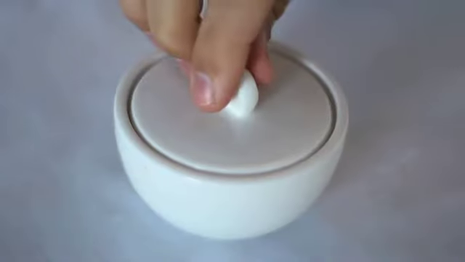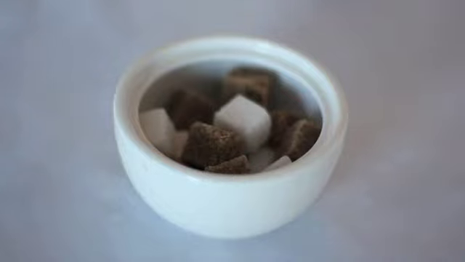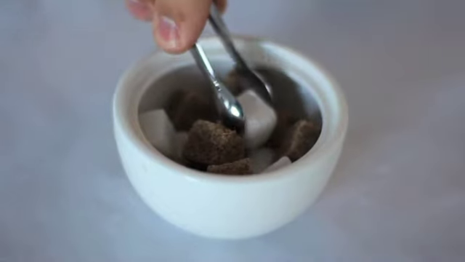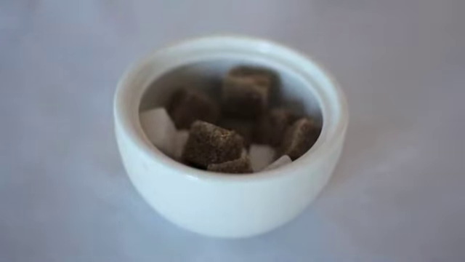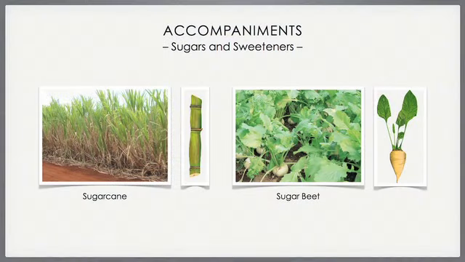We have discussed milk in detail in the previous lessons, so now let's have a look at sugar and the sweetener as an accompaniment to coffee. Sugars and sweeteners. Sugar is a sweet crystalline substance obtained from various plants, most commonly sugar cane and sugar beet. Sugar is used to sweeten food and beverages all around the world.